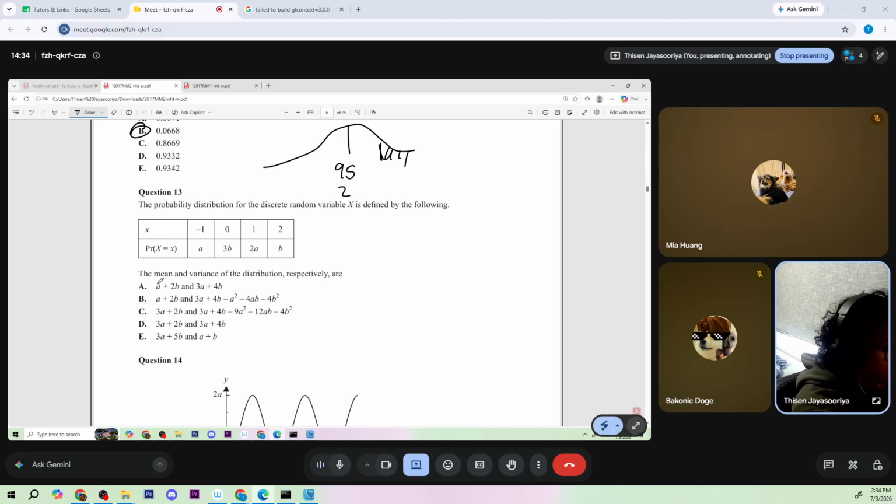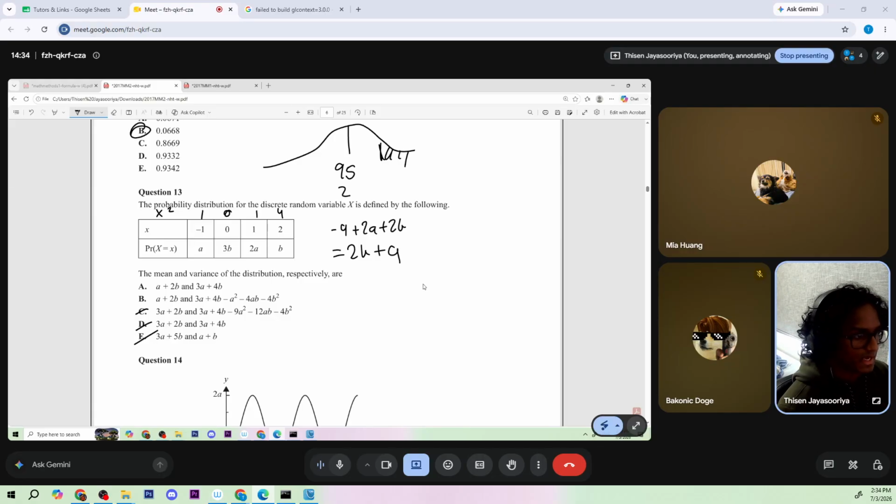Here it says the mean and the variance of the distributions are. So here, because it wants me to find the variance, I'm going to write x squareds up here. So this is 1, 0, 1, and 4, right? Here, the mean of this one is just going to be negative a plus 2a plus 2b, right? Which is just going to simplify to 2b plus a. So answer options C, D, and E are out. It's between A and B now, yeah?